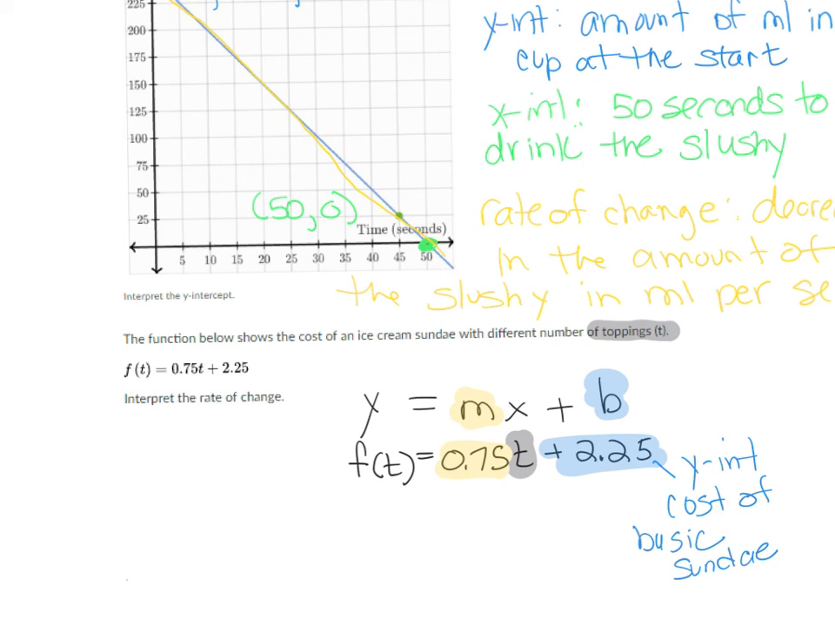And what that actually represents is an increase, and it's an increase based on the number of toppings. So it's 75 cents per topping. So it's an increase of 75 cents per topping.